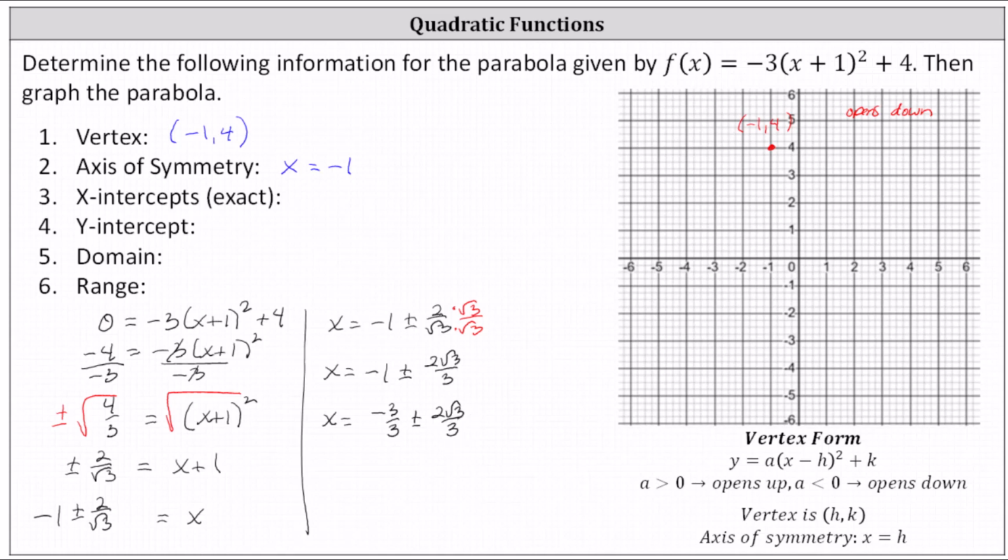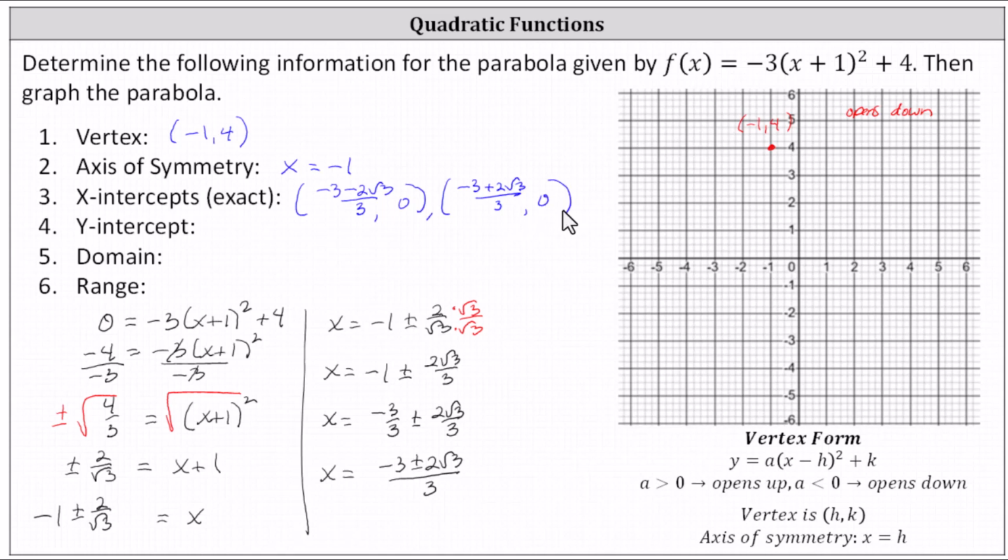Now that we have a common denominator, we can add and subtract. We have x equals the quantity negative 3 plus or minus 2 square root 3, all divided by 3. Let's use the x values in this form to give the x-intercepts, which are points on the coordinate plane, and therefore need to be given as ordered pairs. The x-intercept on the left would be negative 3 minus 2 square root 3, all divided by 3 comma 0, and the x-intercept on the right would be negative 3 plus 2 square root 3, all divided by 3 comma 0.